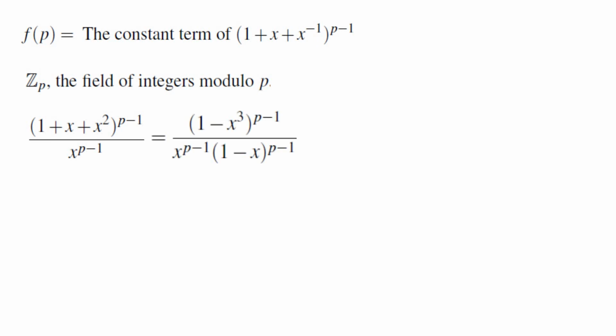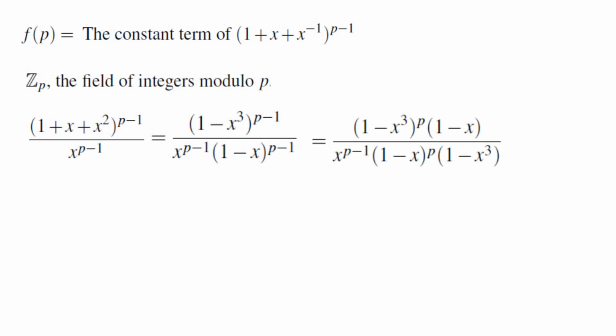If you multiply the numerator and denominator by 1 minus x, we get (1 minus x cubed) over (1 minus x), and both of those are raised to the power of p minus 1. Now I'm going to separate that as (1 minus x cubed) to the power of p divided by (1 minus x cubed), and the denominator can be split into (1 minus x) to the power of p divided by (1 minus x). Now, since we are working in the field of integers mod p, we can actually simplify the expression (1 minus x cubed) to the power of p and also the expression (1 minus x) to the power of p by a very simple fact from number theory.